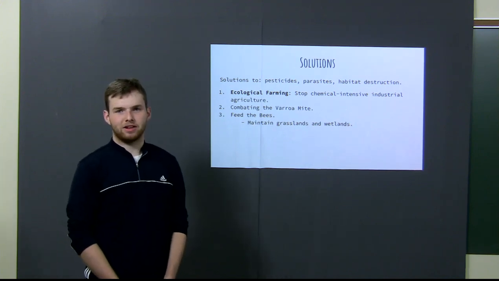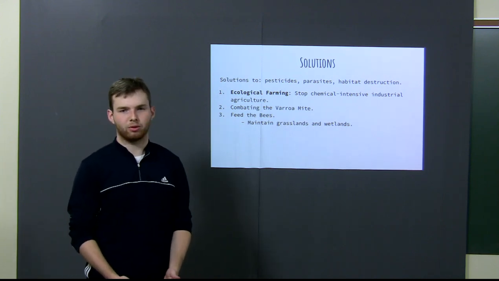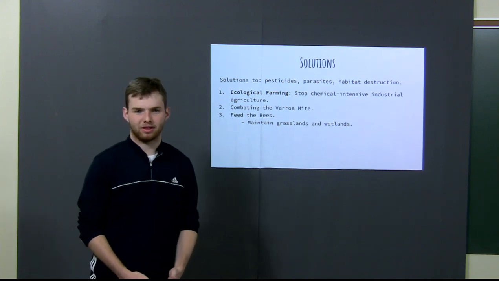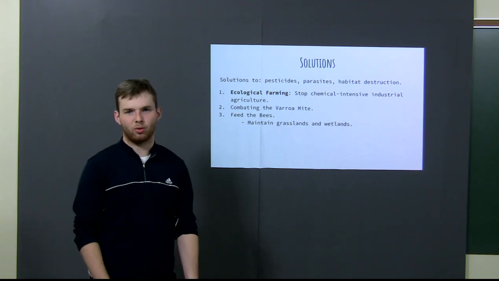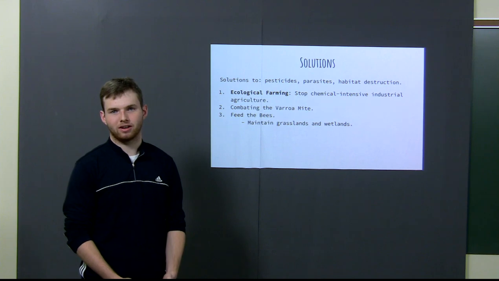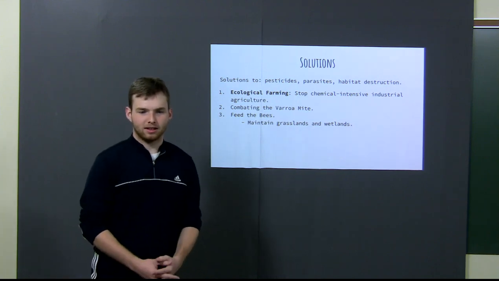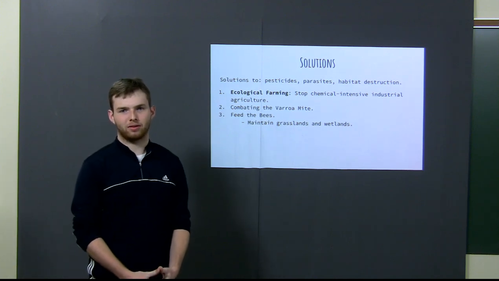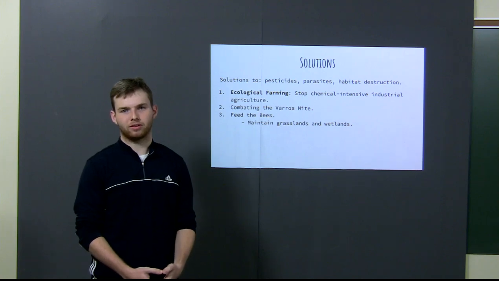And lastly is to feed the bees. Bees, like all other humans and animals, work best under a full stomach. And as we're getting rid of the grasslands and wetlands, like we are in the Midwest, we're getting rid of a major food source for them, so they're not strong enough to combat the different parasites that are attacking them. So in conclusion, bees are not only there for their honey, but they're also a hugely important factor for the world ecosystem as a whole.